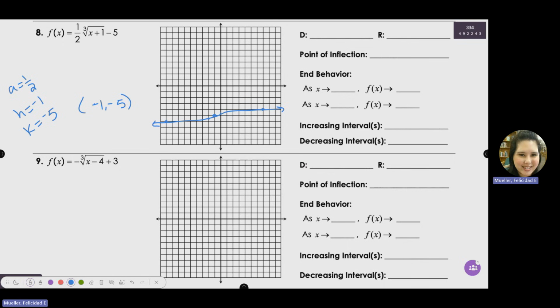So again, domain and range, all real numbers. It's always increasing. The point of inflection is -1, -5. As we go to the left, the graph goes down forever. As we go to the right, the graph goes up forever.